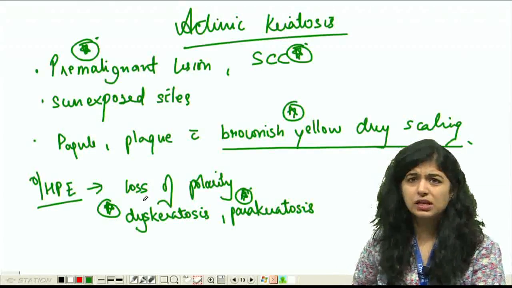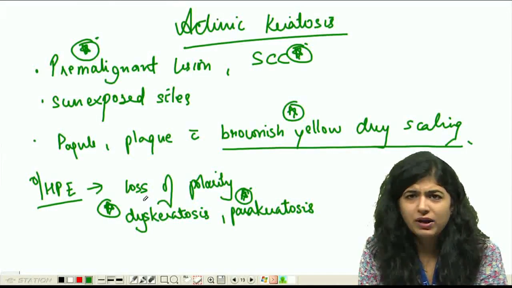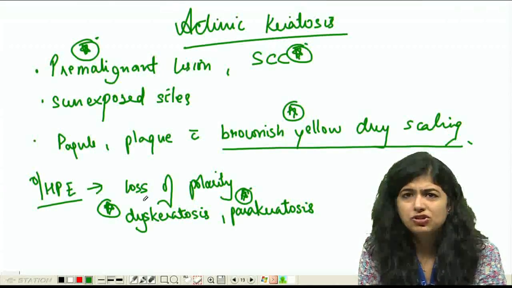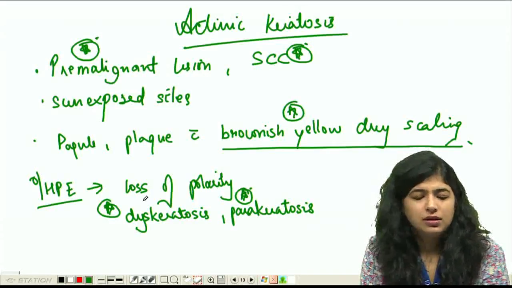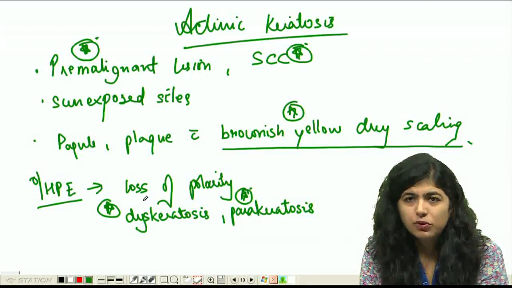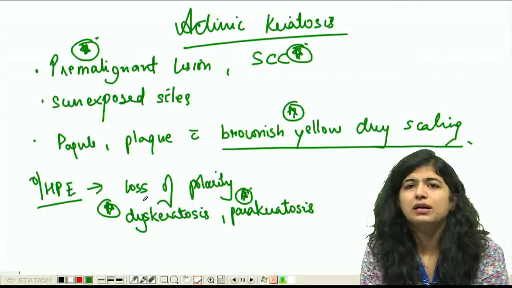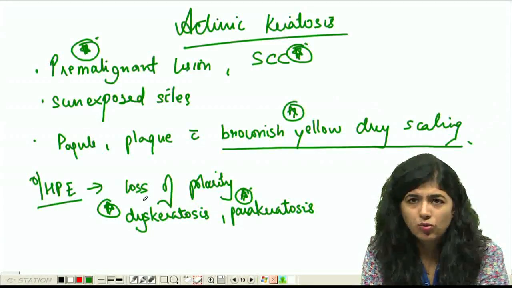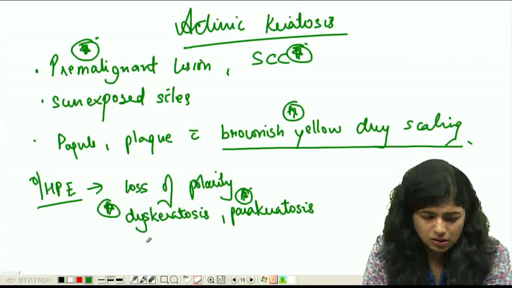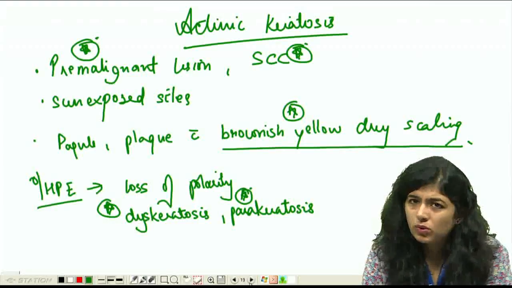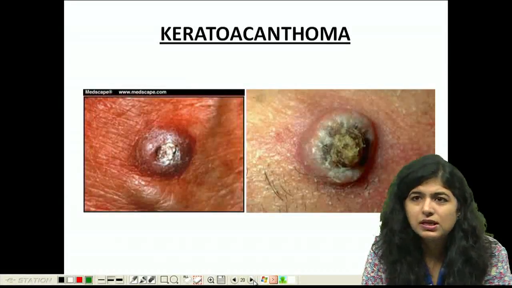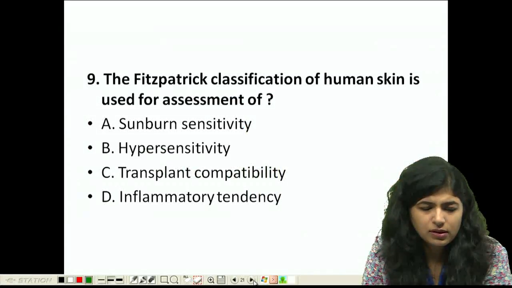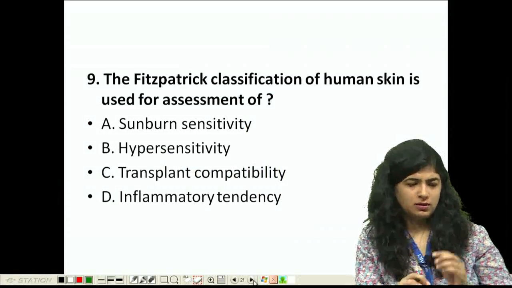I'll show you images. They'll come further in the paper where we have other questions. But this is just the theoretical description. You should know in case a question is just a text-based question. Actinic keratosis, seborrheic keratosis, basal cell carcinoma, and keratoacanthoma. Clear to everyone? Good. Should we move on to the next question? Yes, we should. So this is how keratoacanthoma looks like. Moving on to the next one.